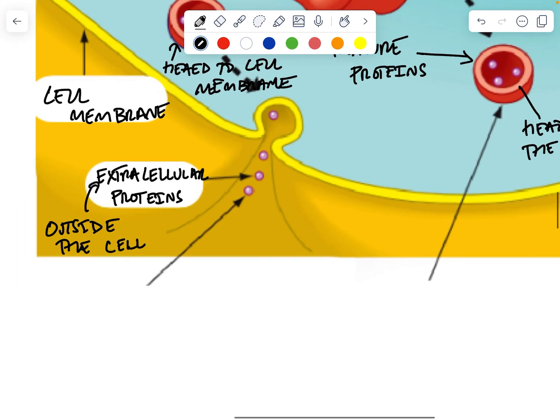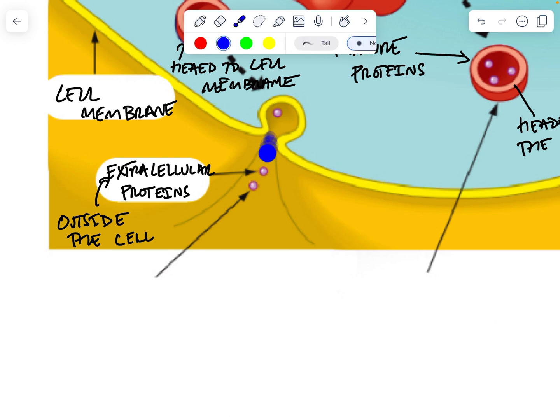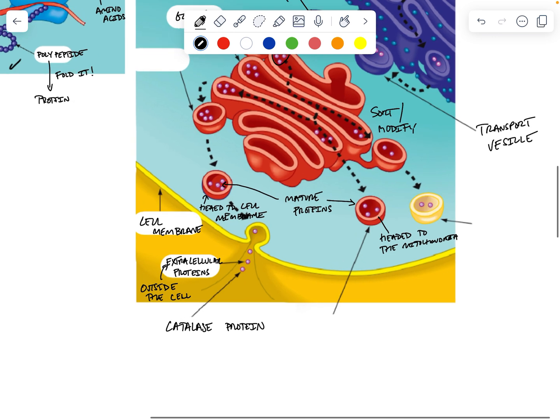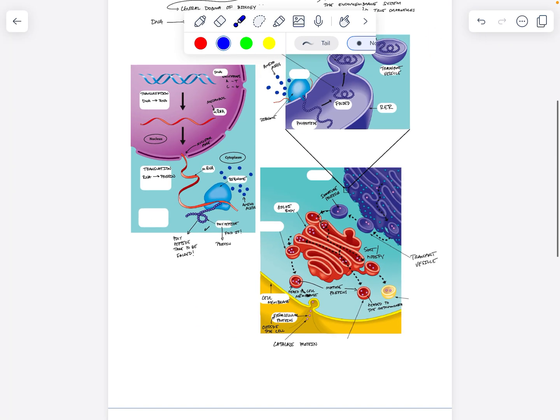So this protein that is being secreted outside the cell could be catalase protein. Catalase is produced in your liver cells, but then it's exported to your bloodstream. So if you get a cut and then you put some hydrogen peroxide on that cut, it's going to fizz because of the catalase protein.